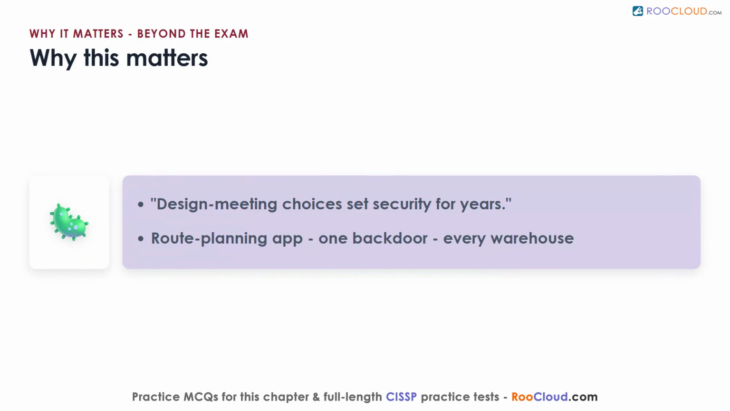Because you will sit in design meetings where developers make choices that quietly set the security posture for years. Picture a logistics firm writing its own route planning app. If a careless engineer leaves a backdoor or a sloppy input path, that flaw ships to every warehouse. Knowing how software is built lets you spot these risks before they harden into production.